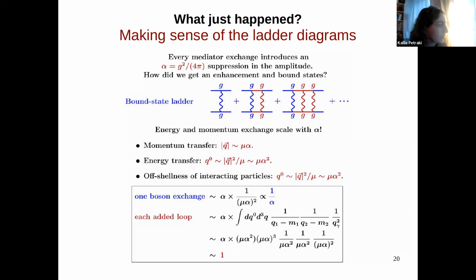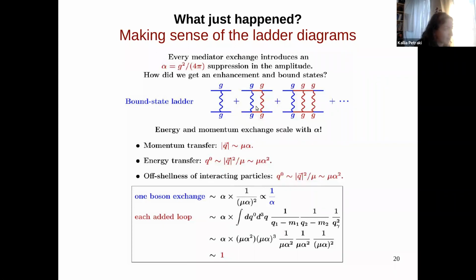To convince ourselves about it, we can actually calculate it right here. We can take first the one boson exchange diagram. At the level of the amplitude, we get a factor of alpha because of the 2 vertices. And then we have the one boson exchange. The momentum transfer dominates over the energy transfer because they differ by a factor of alpha. So the propagator of the dark photon here gives me 1 over (mu alpha) squared. So this diagram scales as 1 over alpha.